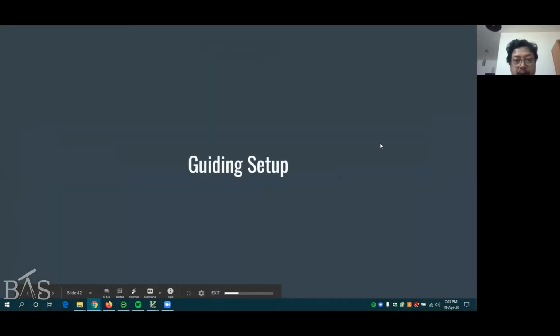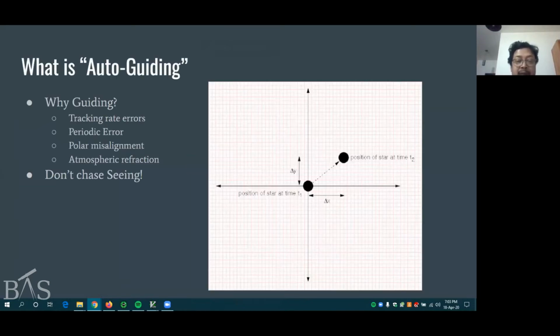So we talked about most of the equipment, the mount and the camera, etc. One of the very important parts of an astrophotography imaging rig is a guiding setup. So this has something to do with auto guiding. So why do we do it? Primarily because the mount has tracking rate errors.